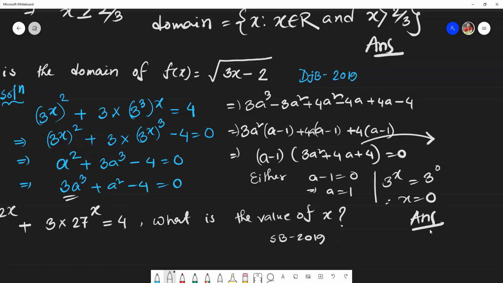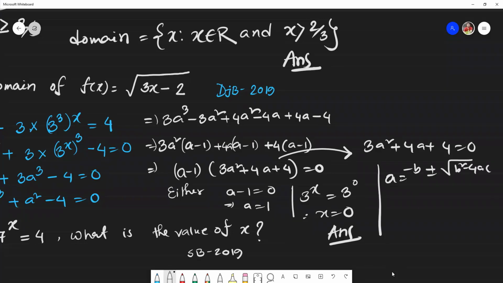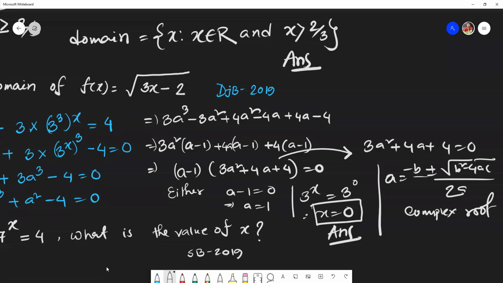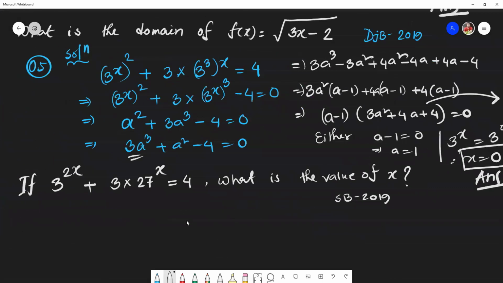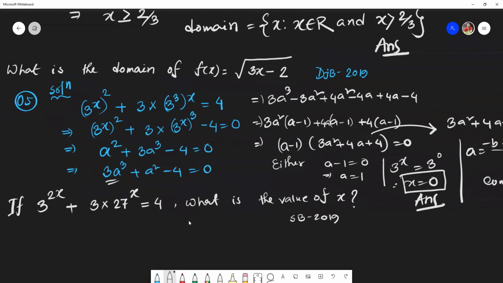But if we do the middle term, like 3a square plus 4a plus 4 equal to 0, by using the quadratic formula a equal to minus b plus minus root over b square minus 4ac divided by twice a, we will get the complex root. So I think this is the acceptable value, which is x equal to 0. And so this is our answer, x equals to 0.